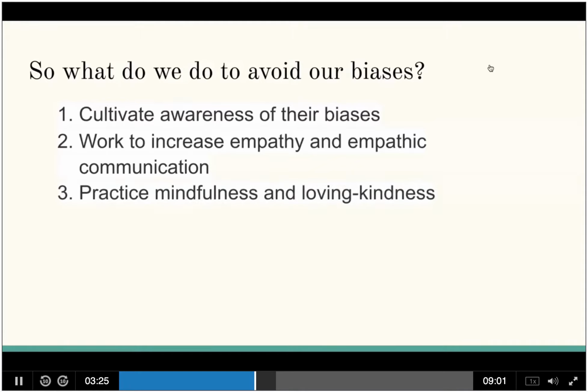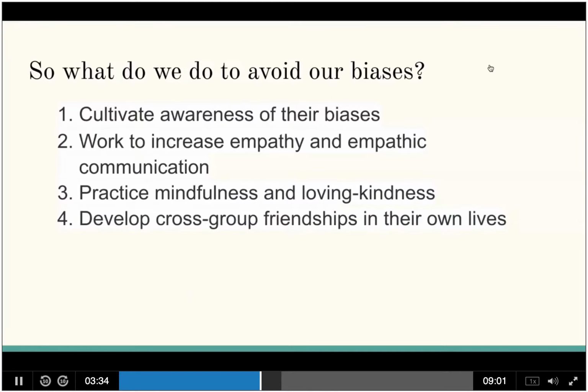The next thing, we can practice mindfulness and having a loving kindness for everyone. And the fourth thing is to develop some cross-group friendships in our own lives. That means having friends that aren't just like us, that don't always enjoy the same things as us, but they're good people, and by getting to know them and to know about their history can help change some of our thought process.